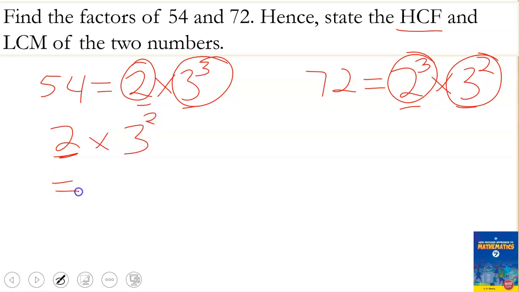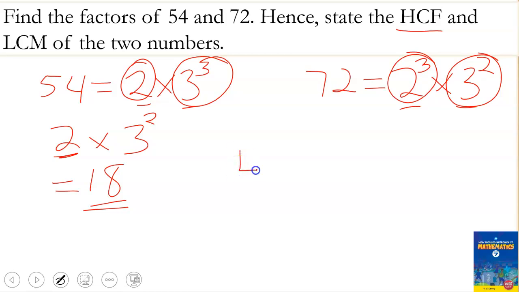Then we multiply. 3 times 3 is 9, times 2, which is 18. So here the highest common factor is 18. That means 18 is a factor of 54, and 18 is a factor of 72. So the common factor among them, which is the highest, will be 18.